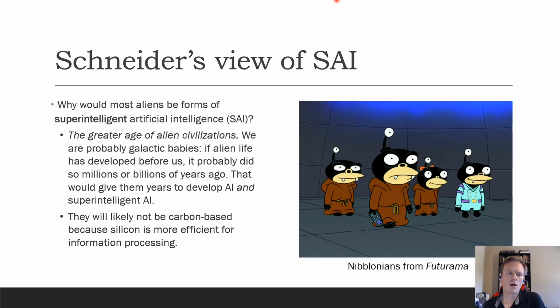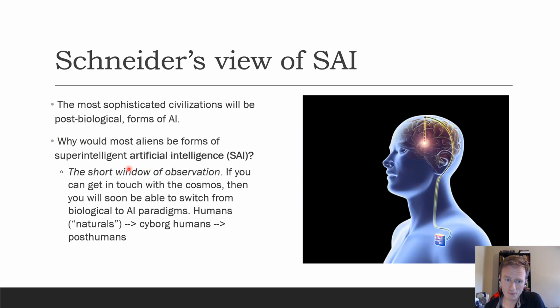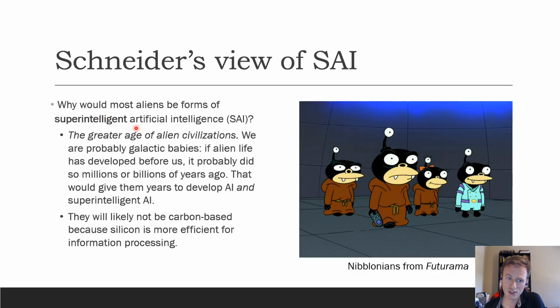Okay, what's another argument for the claim that most aliens would be super intelligent artificial intelligence? Well, notice that this was an argument for the claim that the aliens will be artificial intelligence. What about the claim that they will be super intelligent artificial intelligence? Well, the argument that Schneider gives is the idea that the greater age of alien civilizations will endow them with this super intelligence. So we are probably galactic babies, so we're not a good sample, Schneider says.